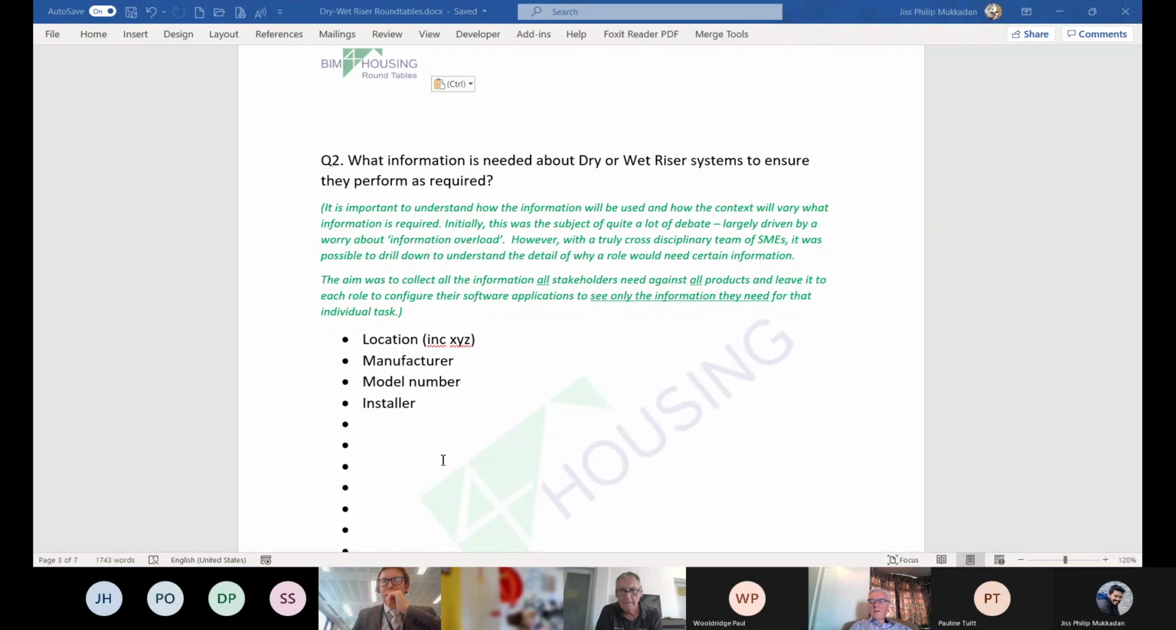Pauline. So a lot of the information that we similarly needed for sprinklers, so we would need to know the installation date, warranty. We've got location. Sort of generic information, you're saying, yeah, basically. Is there anything specific to wet and dry risers?